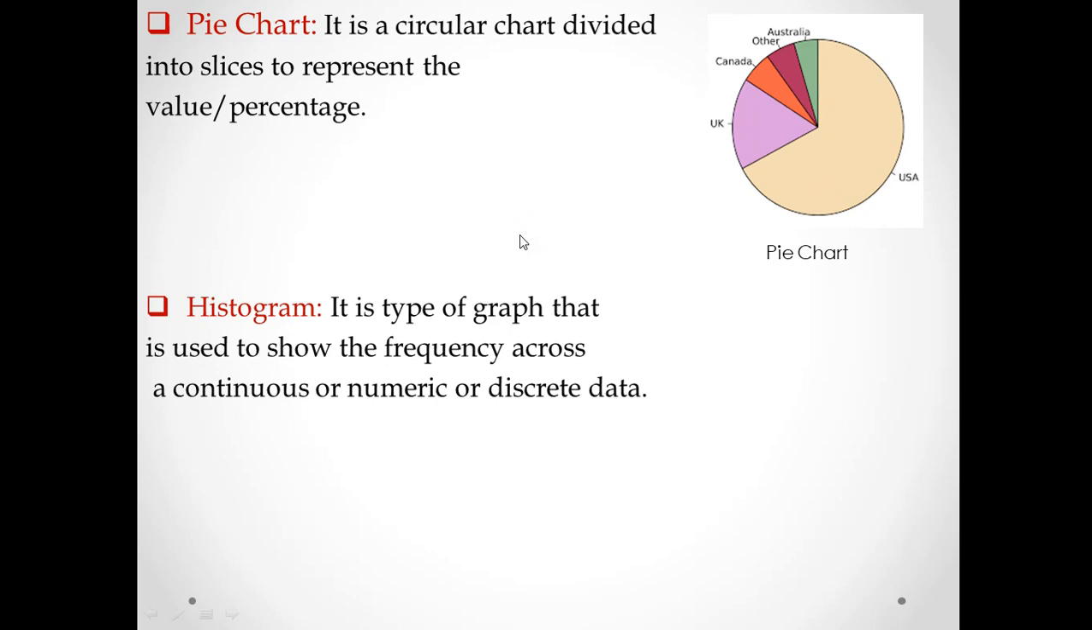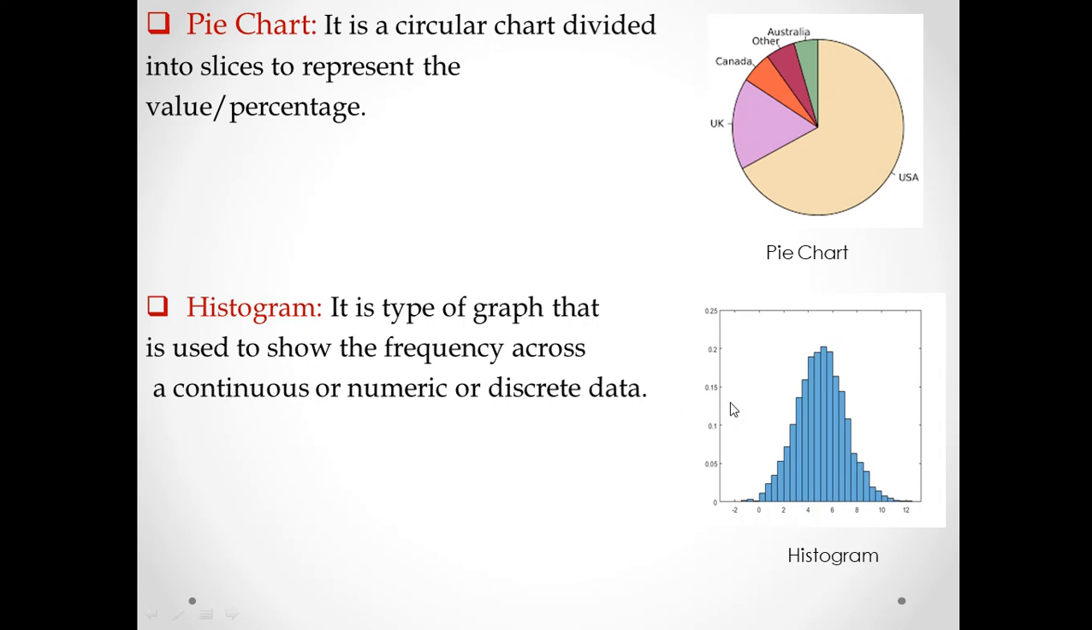Next is the histogram, which may be new for you, though the economics students will have an idea about the histogram. It is a type of graph that is used to show the frequency across continuous or discrete data, you can say like that. And the figure for a histogram is like this.